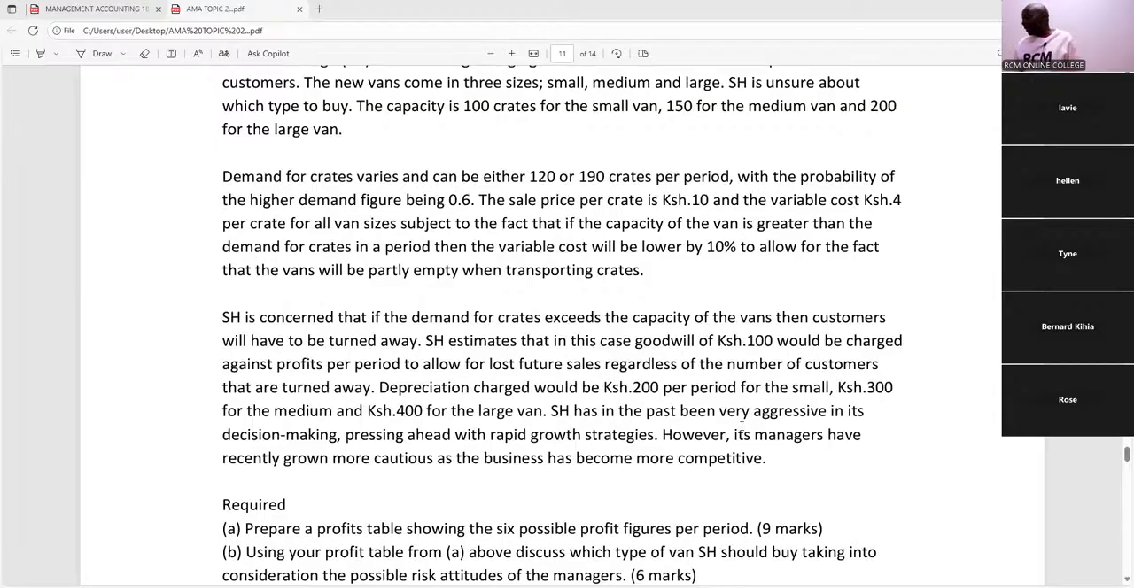However, its managers have recently grown more cautious as the business has become more competitive. So two sides of the coin. They have been risk takers, but given the changing business landscape, there is a possibility that some of the directors in this case here are becoming what here? Apprehensive. They're becoming pessimists. So they want me to prepare a profit table or a payoff table showing the 6 possible profit figures per period, 9 marks.